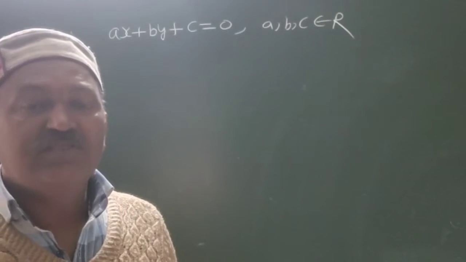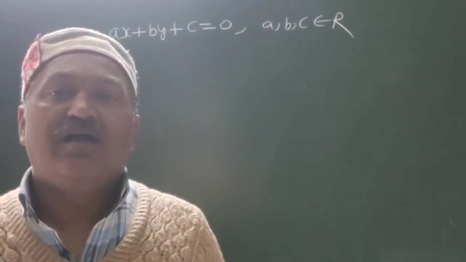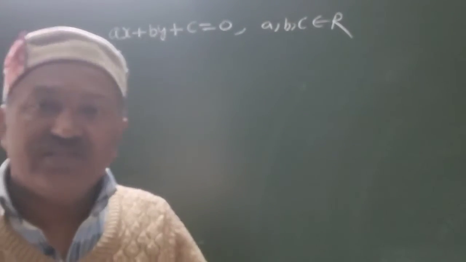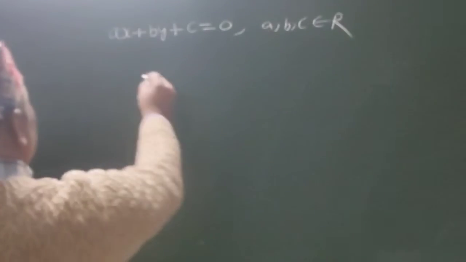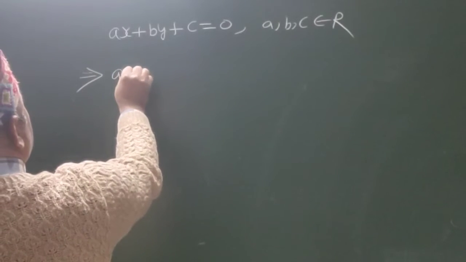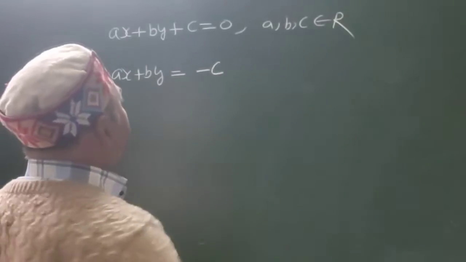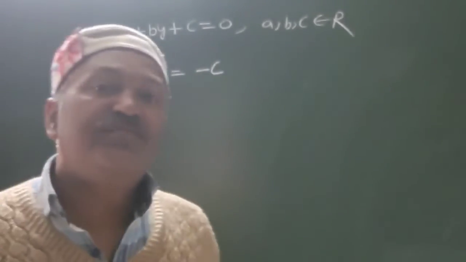तो what is the procedure? क्या तरीका है इसको परपेंडिकुलर फॉर्म में बदलने का? सबसे पहले इस कांस्टेंट टर्म को राइट हैंड साइड में ले जाना है, और यदि वो नेगेटिव आए तो उसको पॉजिटिव बनाना है. तो this implies ax plus by is equal to minus c. c may be positive, c may be negative, and right hand side should be positive.